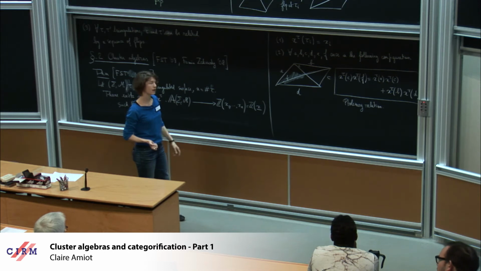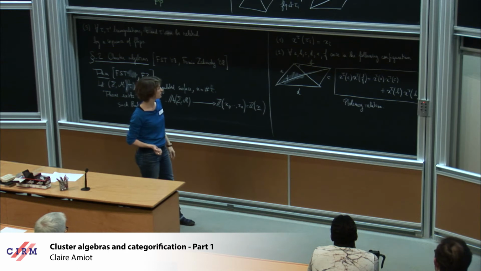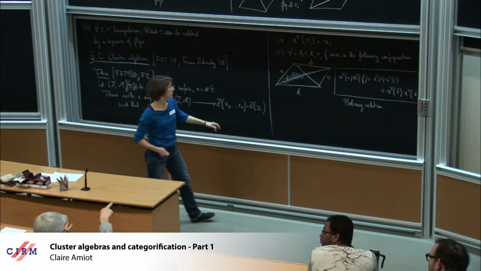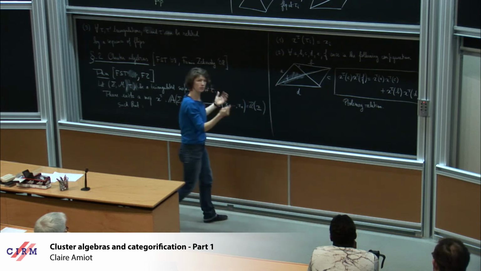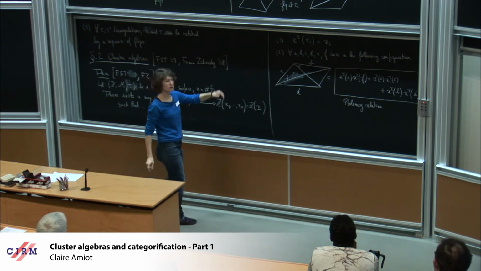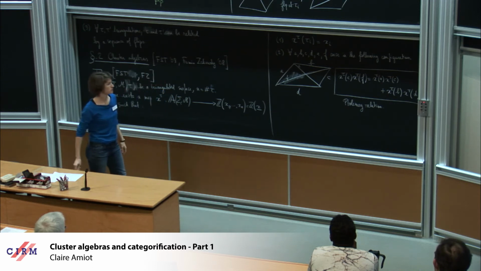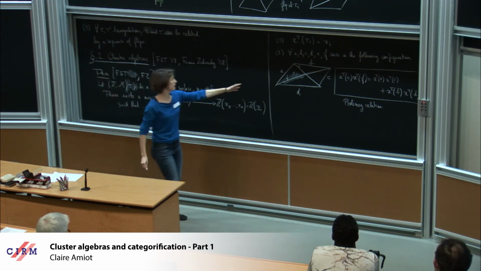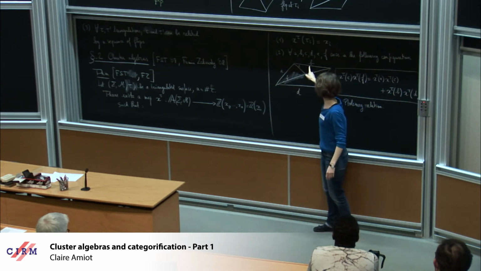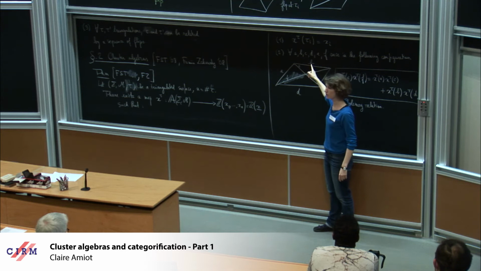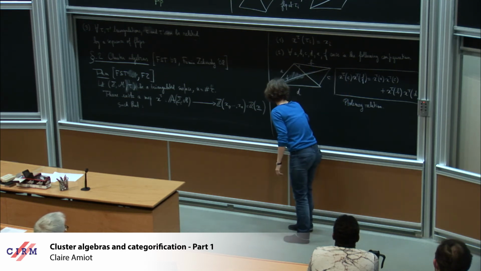Yes, okay, locally it's a disk. Locally, yes. But there may be identification. You may have A equal C, for instance, or A equal C and B equal D. And I should say, of course, in this picture, you may have some arcs that are not arcs, but boundary segments.